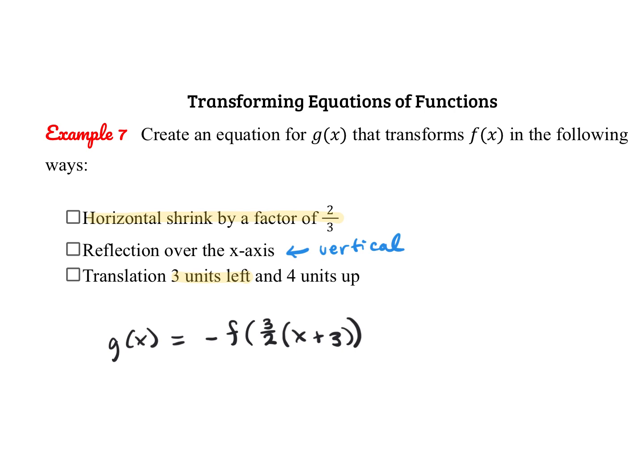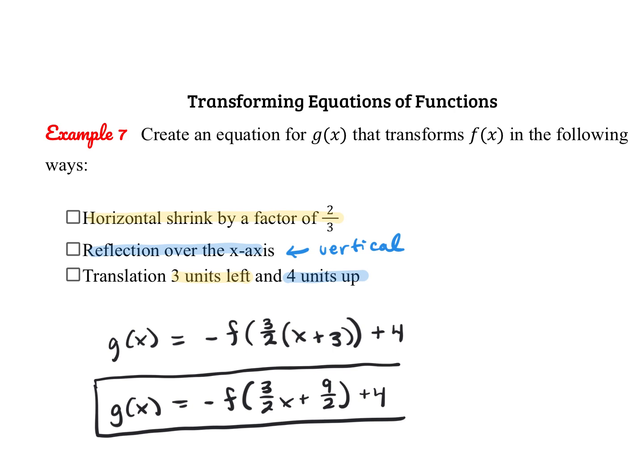And then we do have, so this one was vertical, and we have one more vertical transformation, that 4 units up. So on the outside, I will then add 4. So this is totally fine for your final answer, or if you'd like, we can distribute within our function. So we could say 3 over 2 x plus 9 over 2. Either way is completely fine. But just be careful. You need to identify if a transformation is horizontal or vertical. And notice all of the vertical changes went outside the function, and all of the horizontal changes went inside the function here. And do be careful with that reciprocal factor.